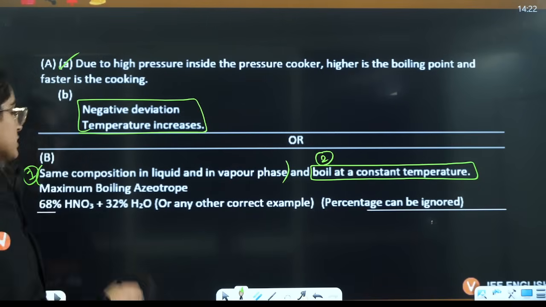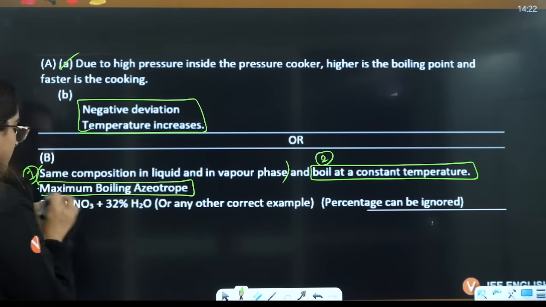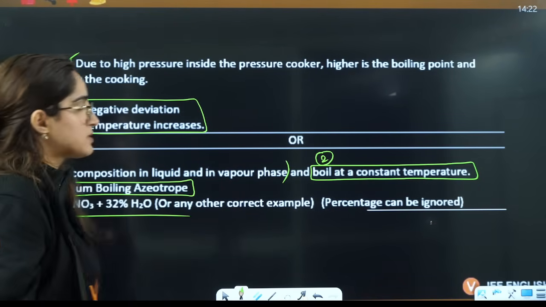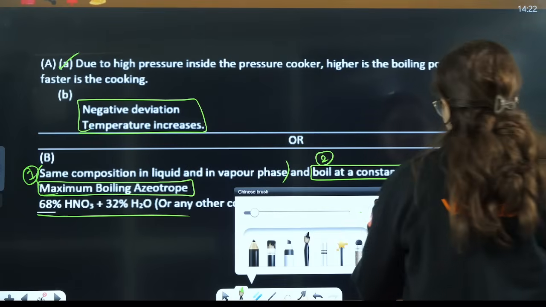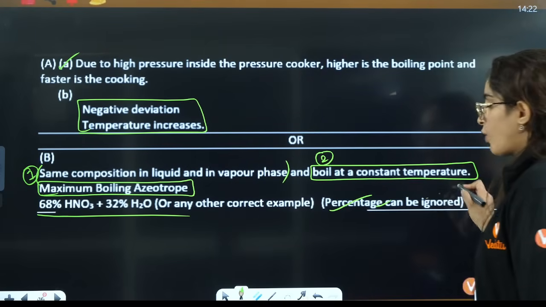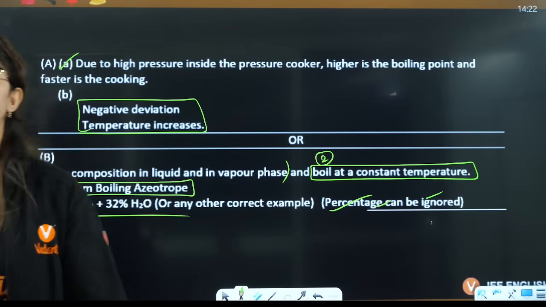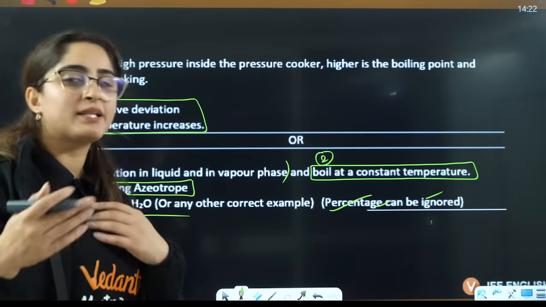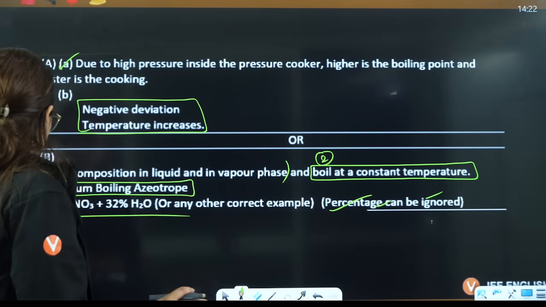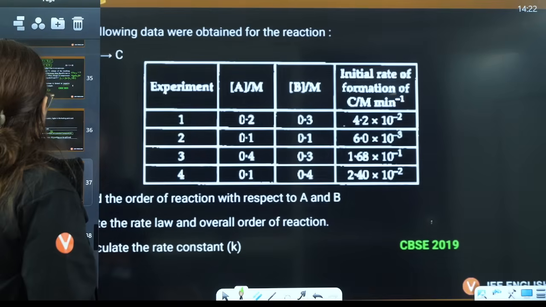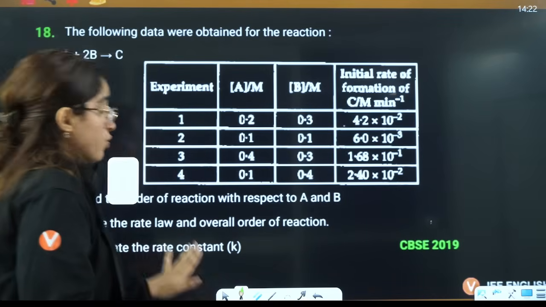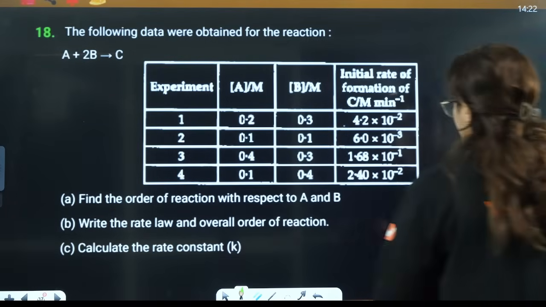So I can say it is a maximum boiling azeotrope, and these are the examples, right? Okay. Percentage can be ignored, which means you don't have to cram the percentage. Just write the examples of negative deviation. That will be the example of azeotropes. They will not expect from you that you should know the percentages and all.